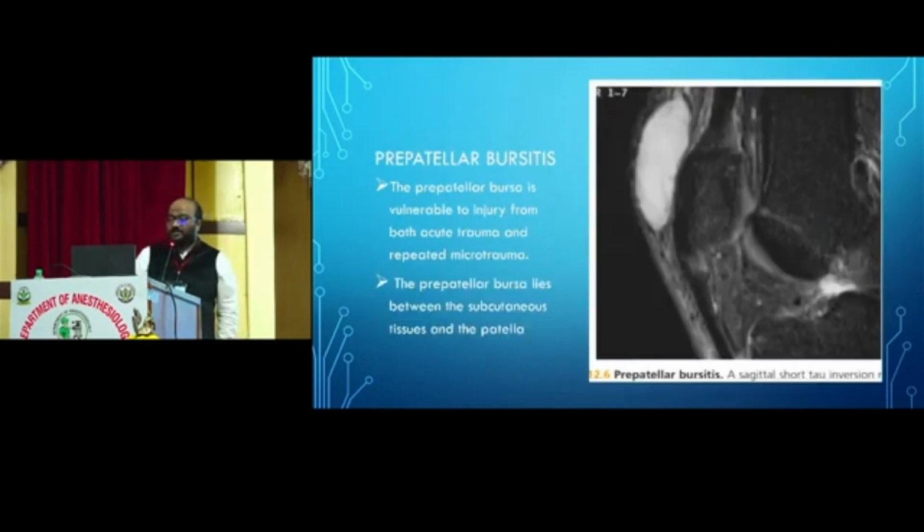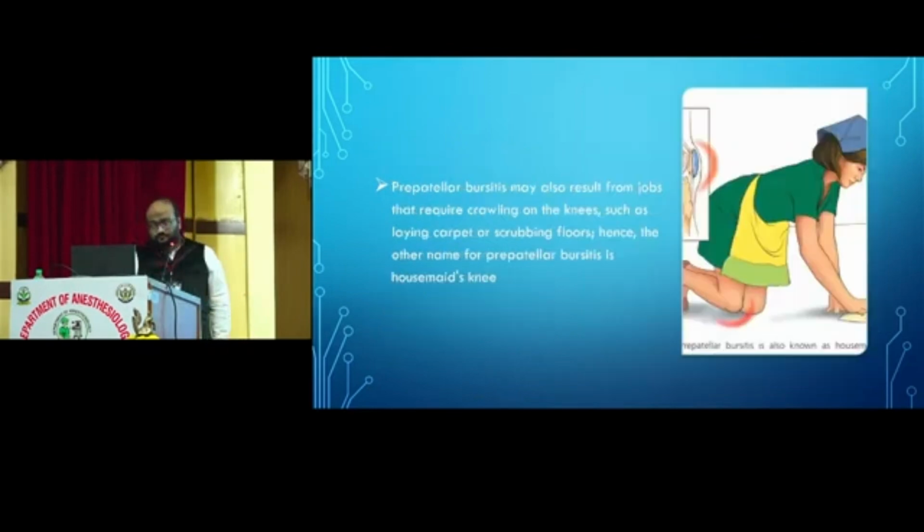Then there is prepatellar bursitis. Prepatellar is superficial. This is the patella. This is a collection just above the patella. It is vulnerable to injury from both acute trauma and repeated microtrauma. A prepatellar bursa lies between the subcutaneous tissues and the patella here. And it results from jobs that require crawling on the knees, such as laying carpets and scrubbing floors. Hence, the other name for it is housemaid's knee.